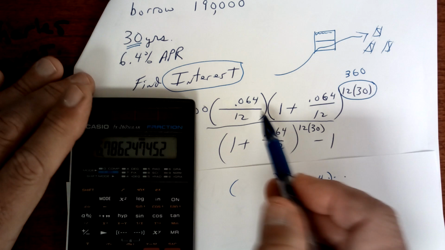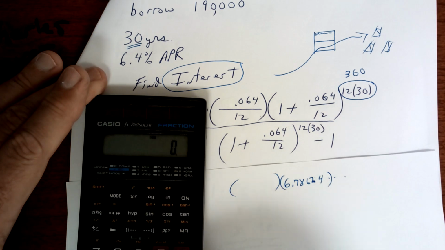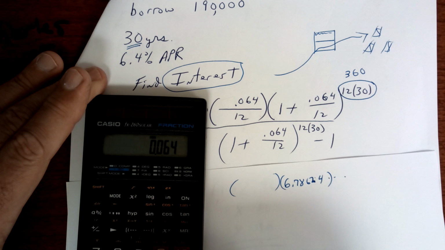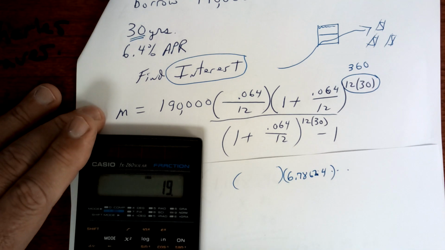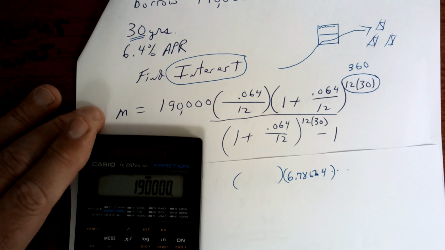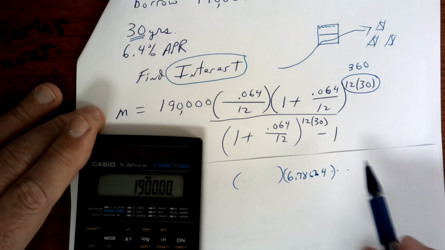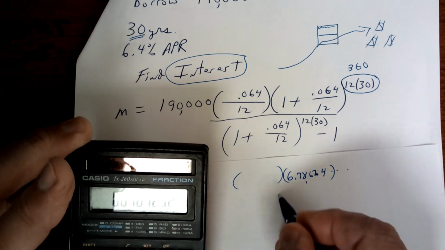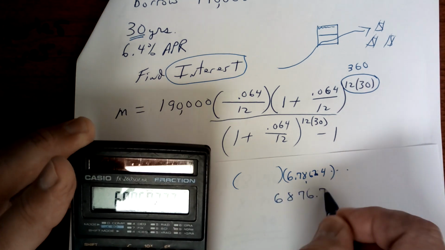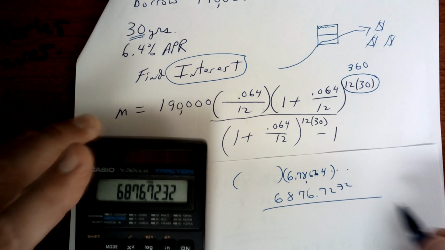This right here is going to be 0.064 divided by 12 times 190,000. Make sure you put the right amount of zeros, and then times this amount here. So times 6.7862 and 4. And remember, I rounded that off. So here I'm going to get 6876.7232 at the top. Okay, let's go here.